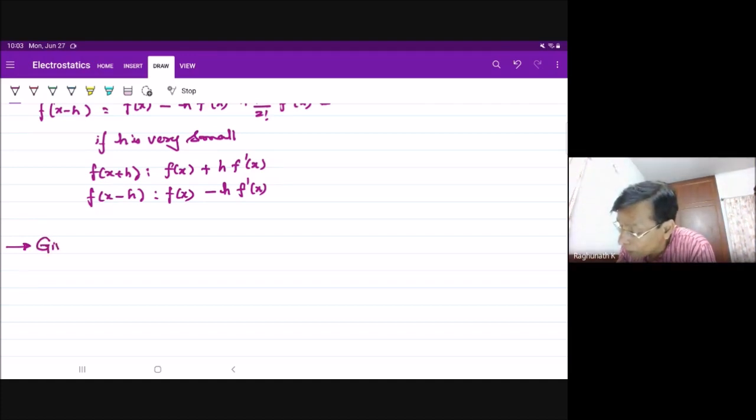Given d bar at every point in a given region.